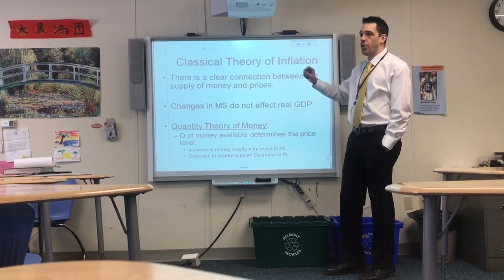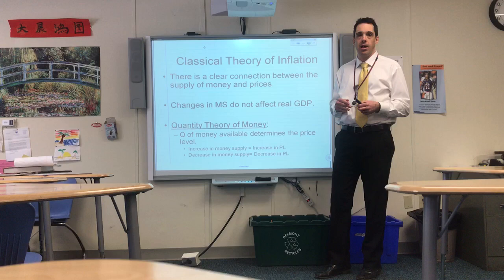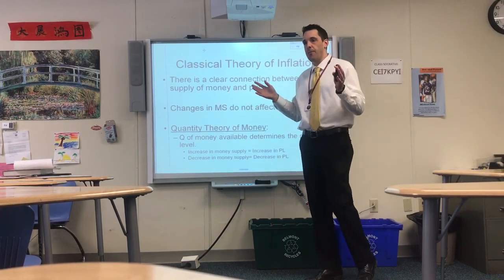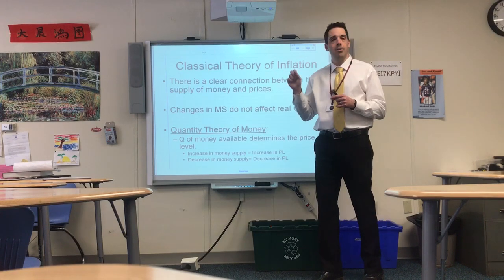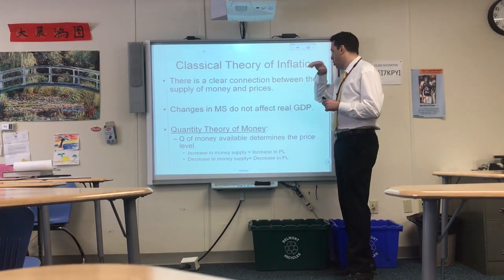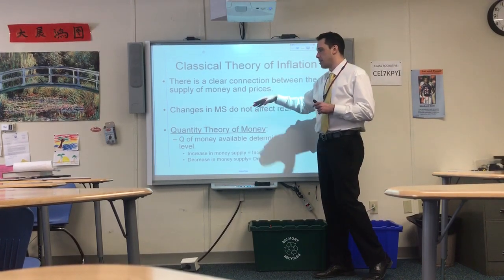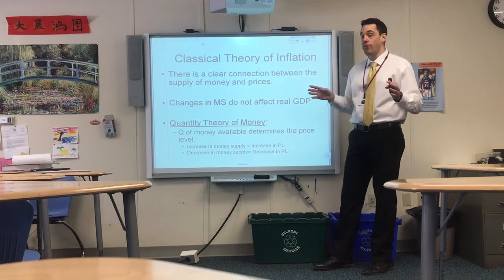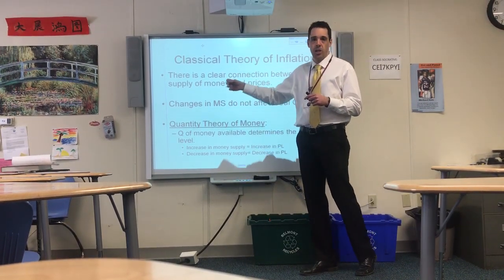So, the classical theory of inflation. The classical economists, remember, they're the long-run aggregate supply, that in the long run nothing matters. All that matters is land, labor, capital, technology, and the economy is self-correcting. So they're saying there's a clear connection between the supply of money and prices. Changes in the money supply don't affect real GDP, they just affect nominal GDP.